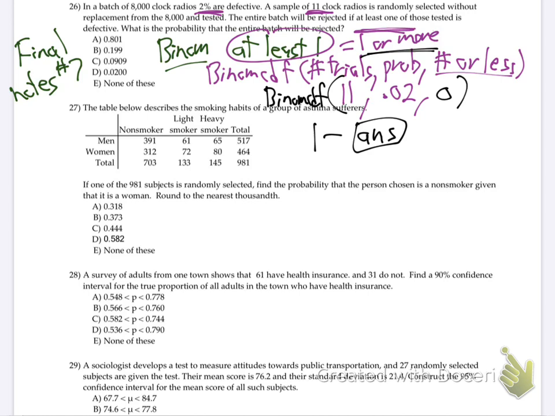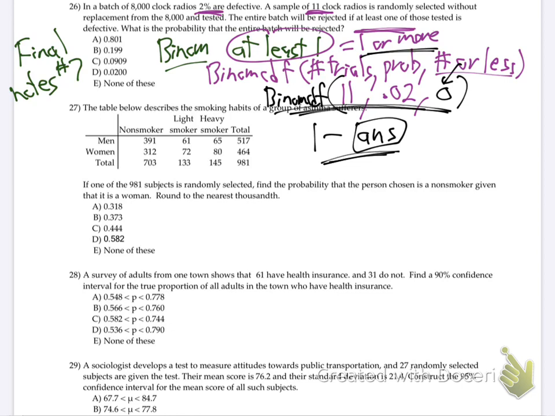Does everybody see why that is? Because 1 or more is the opposite of 0, isn't it? Does that make sense? Getting 1 or more bad ones, the opposite of that is getting no bad ones. So we figure out the chance of getting 0 bad ones, and then take the opposite of that. And that'll be the chance of getting 1 or more bad ones. What's the answer on that one?